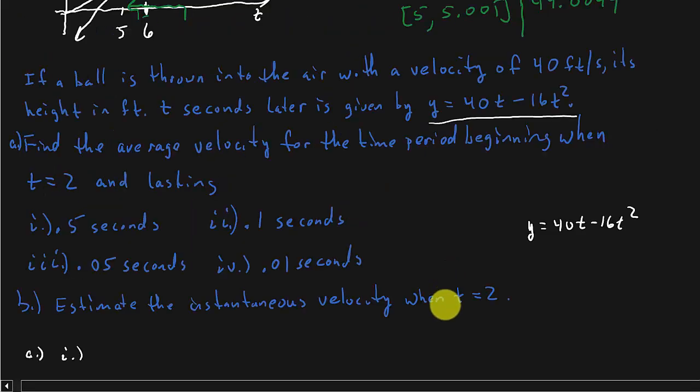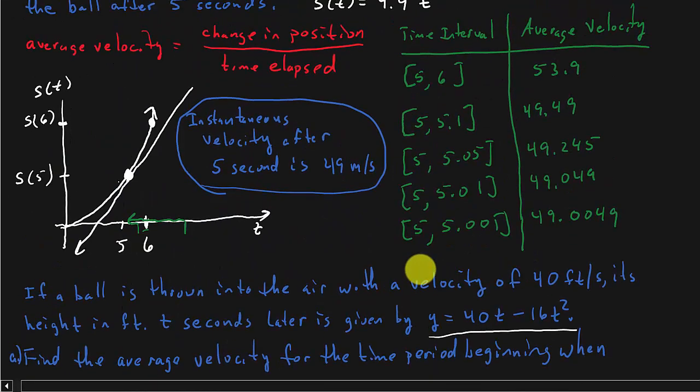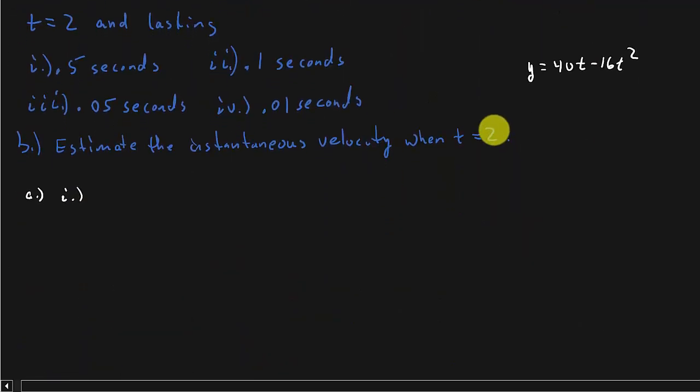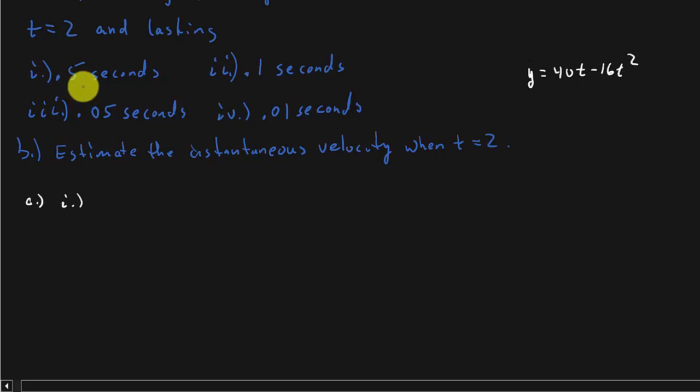All right, so if you remember in the last problem, we had these intervals here, and then we calculated the time elapsed. We did this number minus this number. Well, in this problem, we don't have to do that because this right here is the time elapsed.